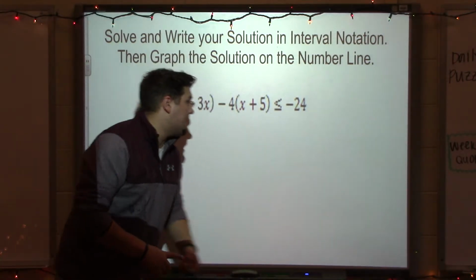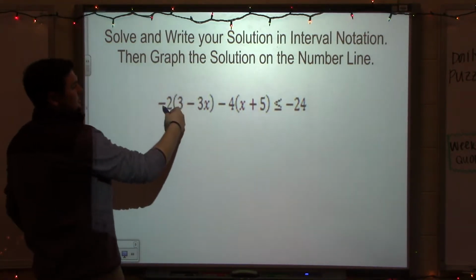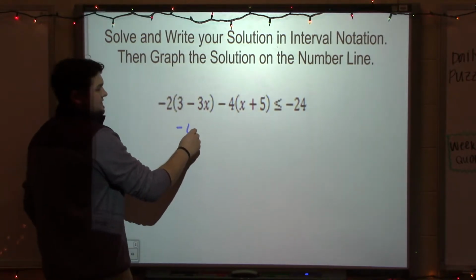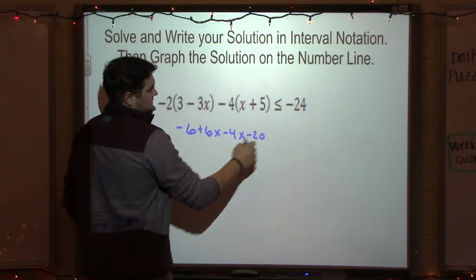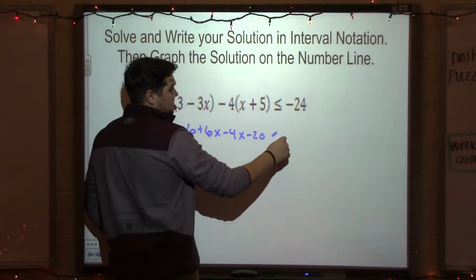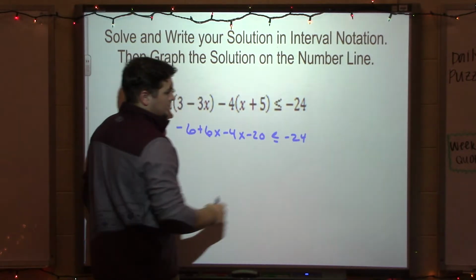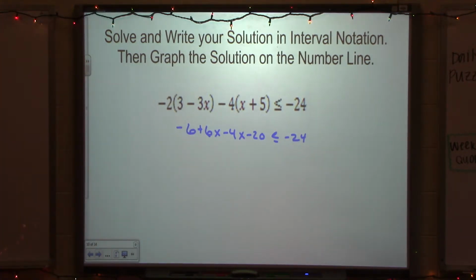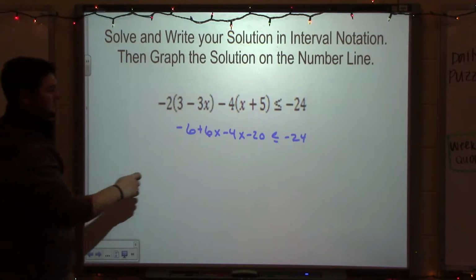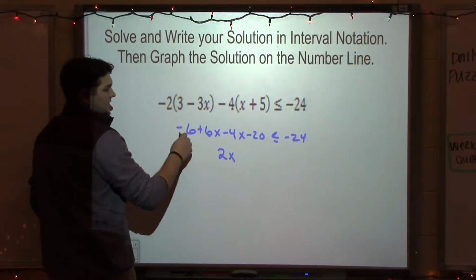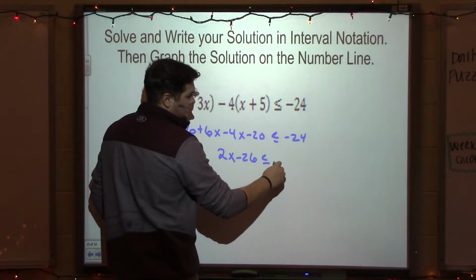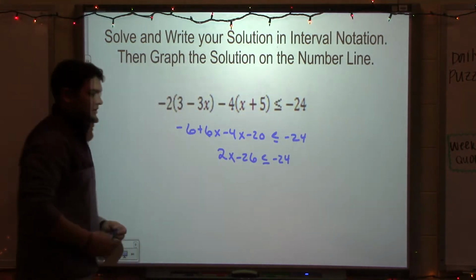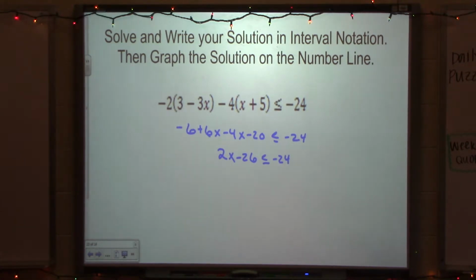Alright, so solving and graphing. First thing I'm going to do is I'm going to distribute both of these pieces here. Negative 6 plus 6x minus 4x minus 20, less than or equal to negative 24. So all I did is I distributed first, right? Doing my algebra to solve it. Combine my like terms. 6x minus 4x is 2x. Negative 6 minus 20 is minus 26, less than or equal to negative 24. So add 26 to both sides.